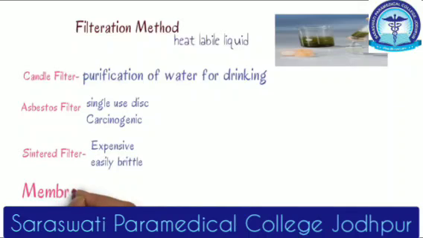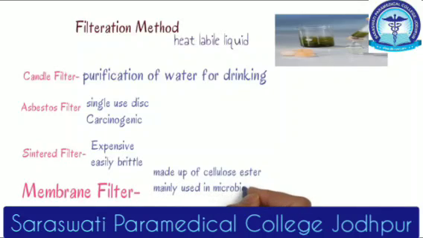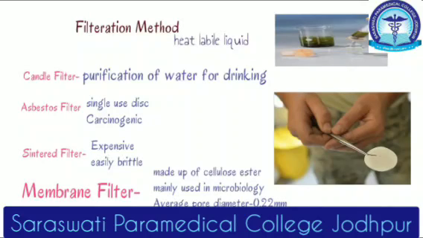Another important and main thing which is used in filtration in microbiology is the membrane filter, which is made up of cellulose ester. Average pore diameter is 0.22 micrometer. You can see it in the picture. It is very important in case of microbiology.